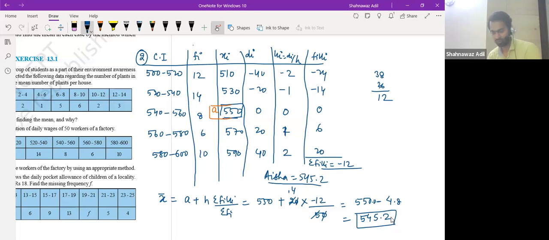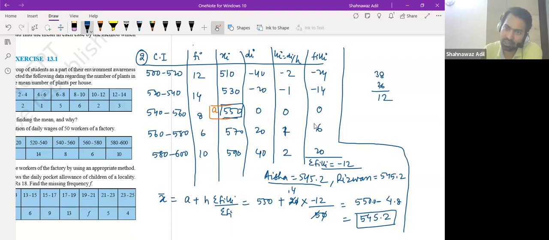Everyone, where are you guys? Did you get the answer? Yes, 545.2. Exactly. Good. So Rizwan got 545.2. Yes, the rest of you guys, please calculate, right? In these type of questions, you'll have to do so many calculations.